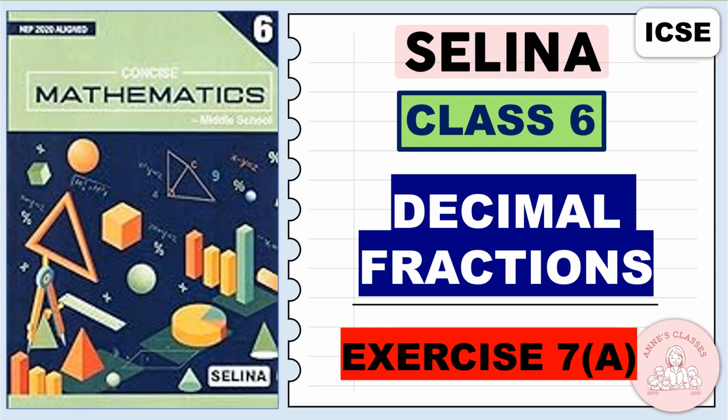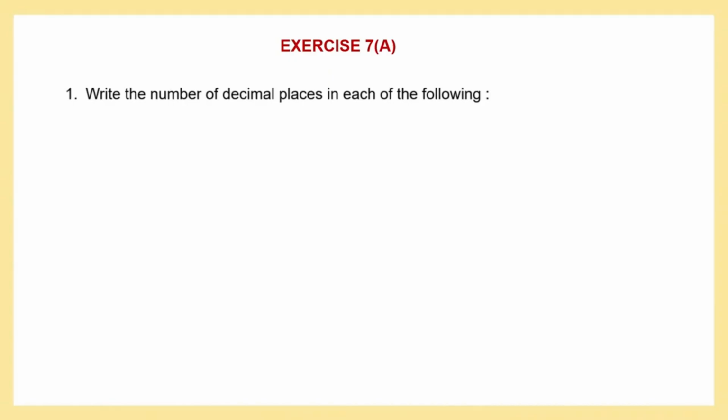Let's do decimal fractions, exercise 7a. Write the number of decimal places in each of the following. Question 1, 7.03. What are decimal places? It is the number of digits in the decimal part of any number.